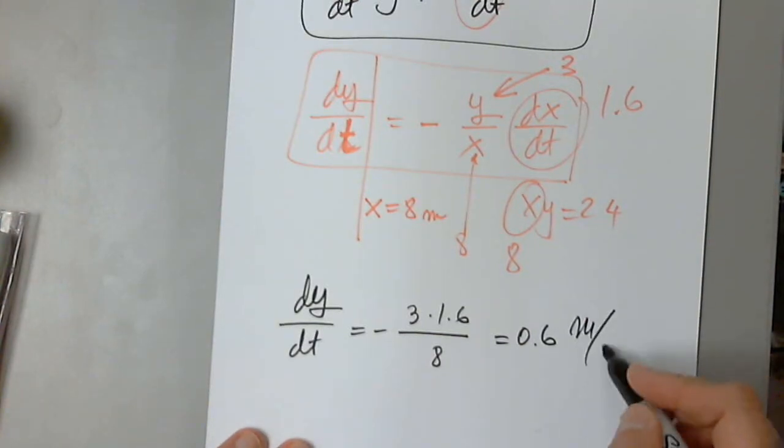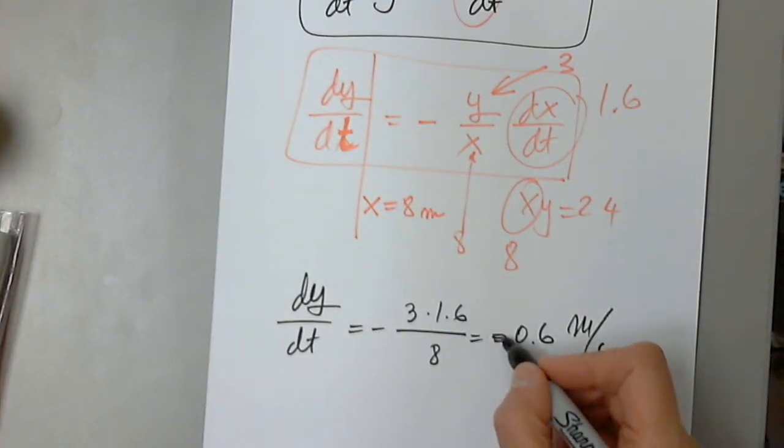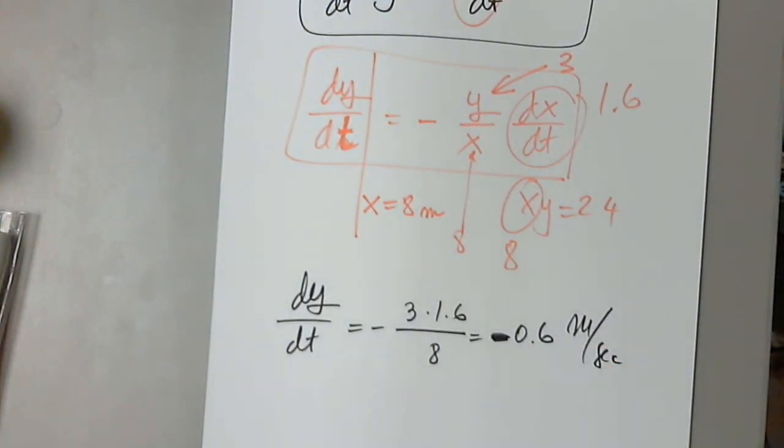Thank you. So as the person walks from the spotlight towards the wall, his distance is increasing at a rate of 1.6 meters per second, but his shadow on the wall is decreasing. I forgot to copy the minus, I'm sorry. Its shadow on the wall is decreasing at a rate of 0.6 meters per second.